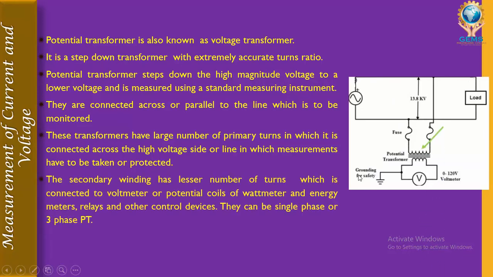The secondary winding has fewer turns, and it is connected to a voltmeter or potential coils, energy meter, relay and other control devices, and this can be a single phase or a three-phase potential transformer. So we can see the secondary winding has fewer turns and it is connected to the voltmeter.